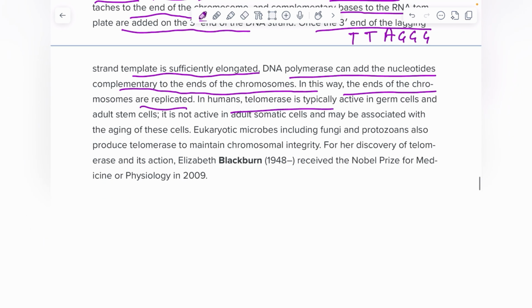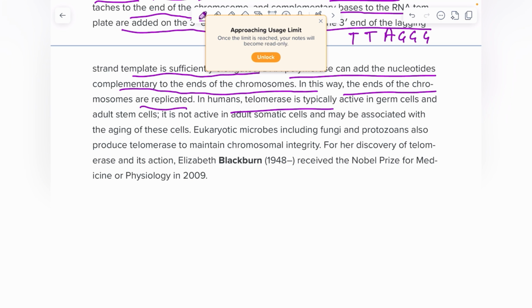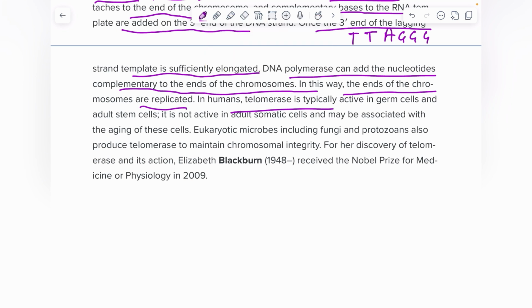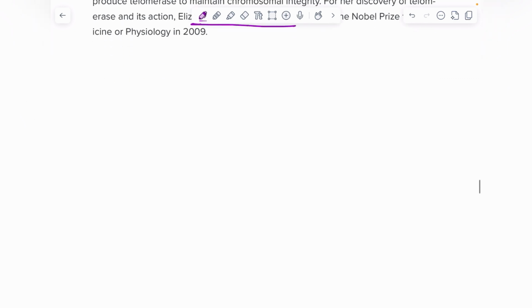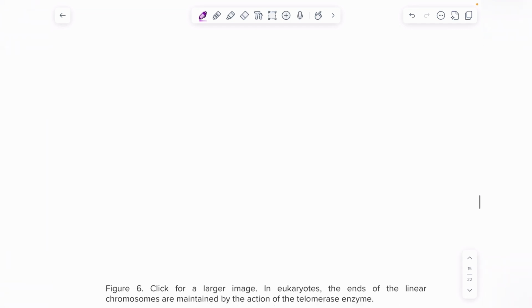In humans, telomerase is active in germ cells and adult stem cells. It is not active in adult somatic cells and may be associated with the aging of these cells. Eukaryotic microbes, including fungi and protozoa, also produce telomeres to maintain chromosome integrity. For her discovery of telomerase and its action, Elizabeth Blackburn received the Nobel Prize for Medicine and Physiology in 2009.